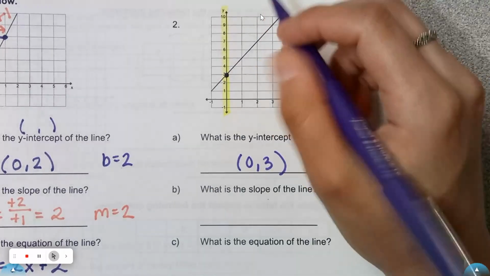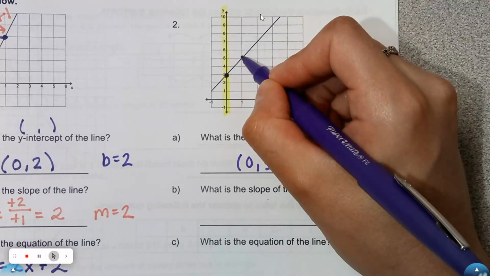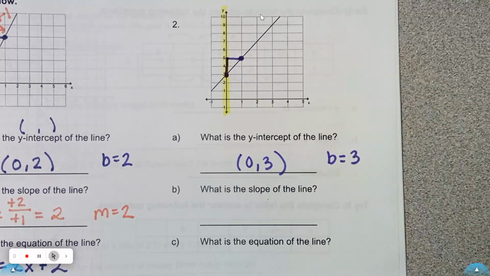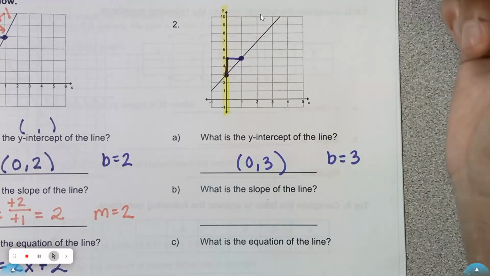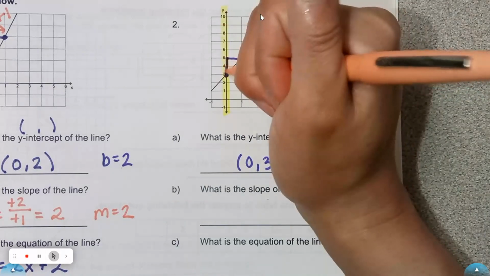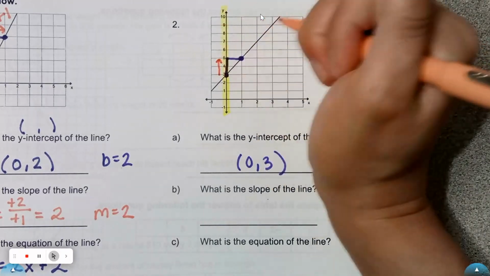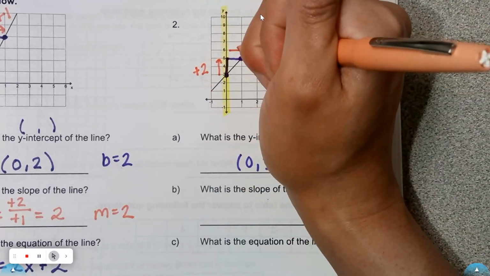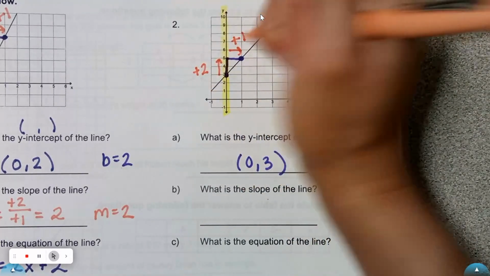Then I have to pick 2 points, so I already have a point there, and I'll pick this one right here. Draw my triangle. Then I'm going to see how many up I go and how many to the right I go. So if I start down here, I'm going up, which is positive. I'm going up 2. And then I'm going to the right, which is also positive, and I'm going to the right 1.